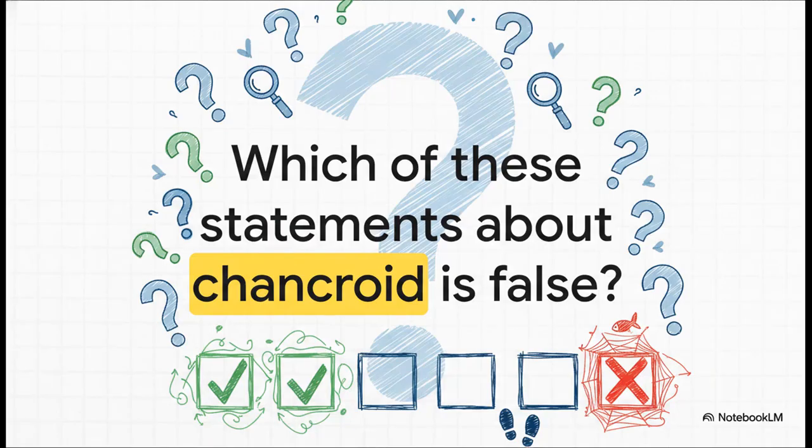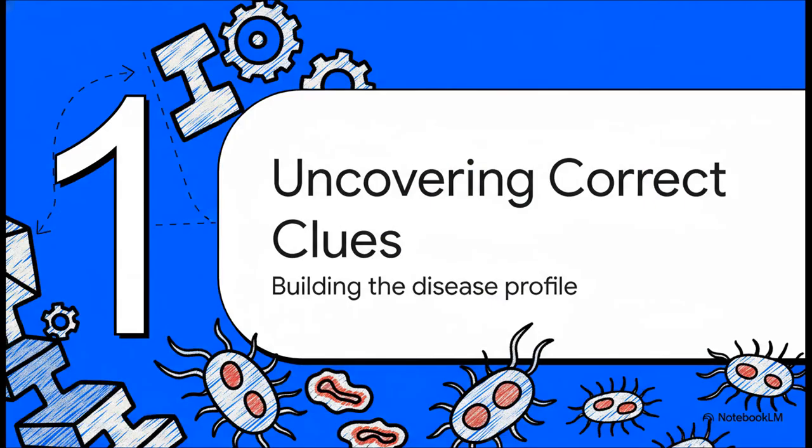All right, here it is, our challenge from 2006. The question is simple. Regarding Chancroid, all of the following statements are correct, except we've got 4 options. 3 of them are the real deal, and 1 is in there just to trip us up. Before I give away the answer, let's use the correct clues to build a profile of this disease. You know, the best way to spot a lie is to know the truth inside and out.